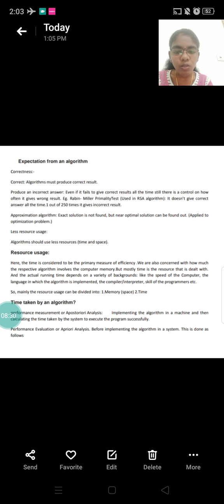So the resource use can mainly be divided into memory space and time taken by the algorithm. Performance measurement, or a posteriori analysis: implementing the algorithm on a machine and then calculating the time taken by the system to execute the program successfully. Performance evaluation, or a priori analysis: analysis done before implementing the algorithm on a system.